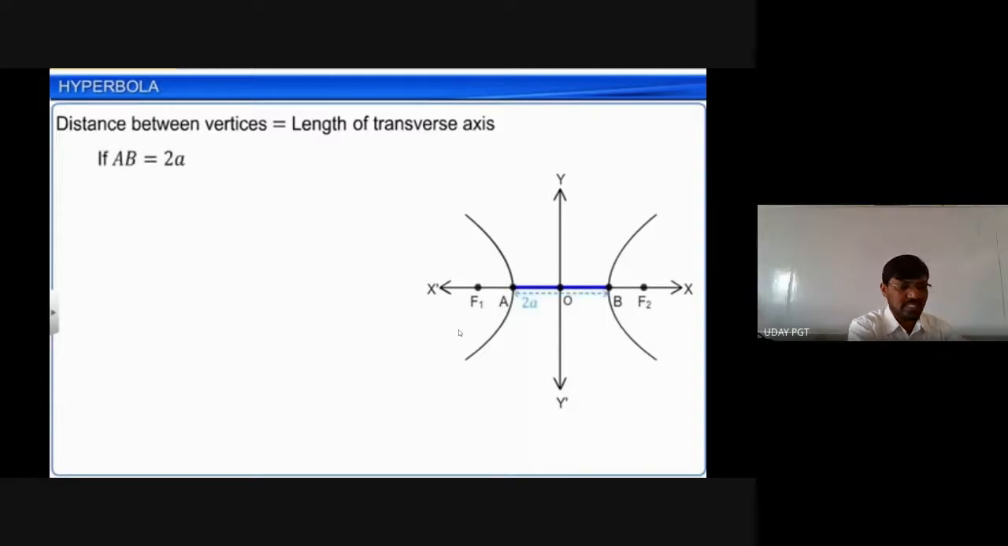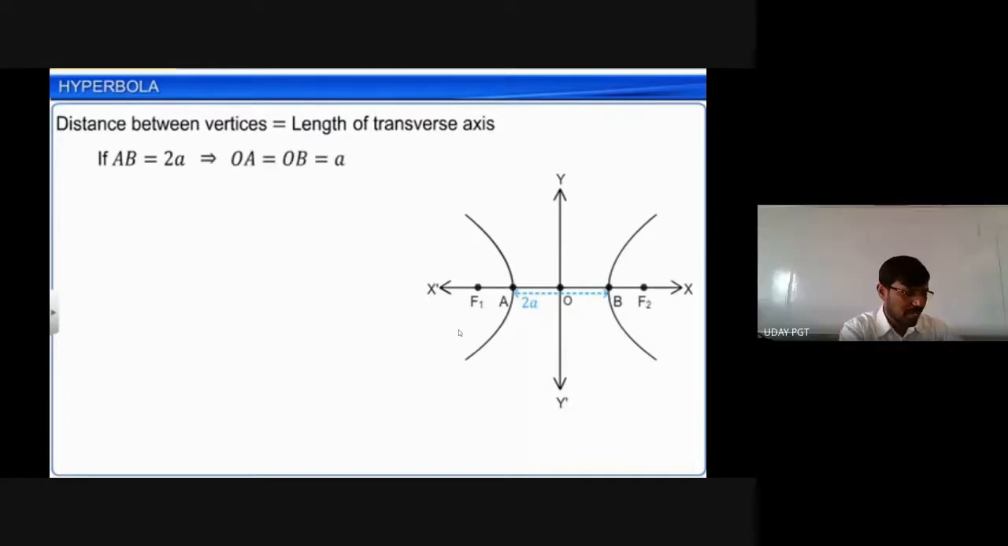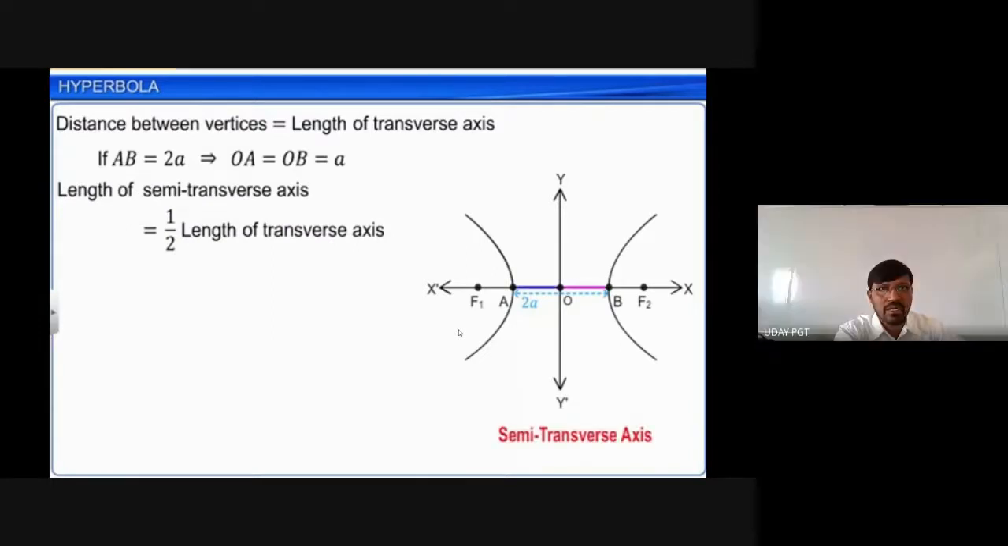Sir, can we call the conjugate axis the minor axis? No. In case of the ellipse, we call it the minor axis. But here, it cannot be called the minor axis. In case of ellipse it is the minor axis only; here we don't call it that, we call it the conjugate axis.